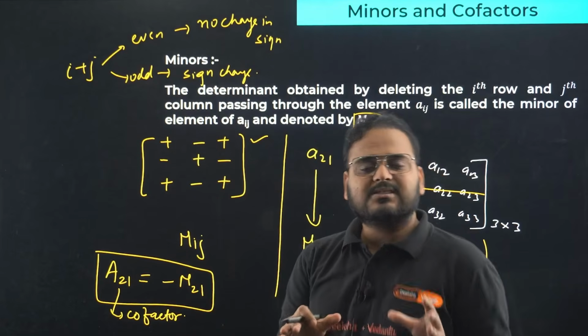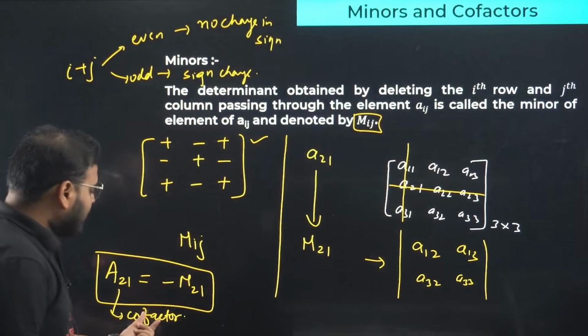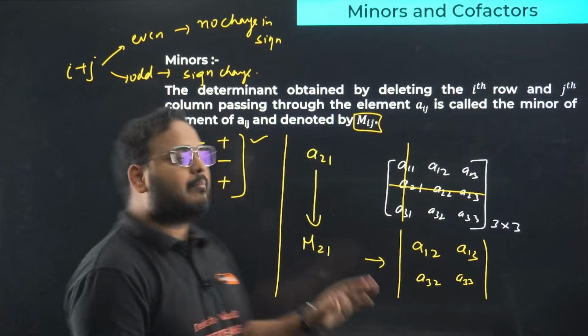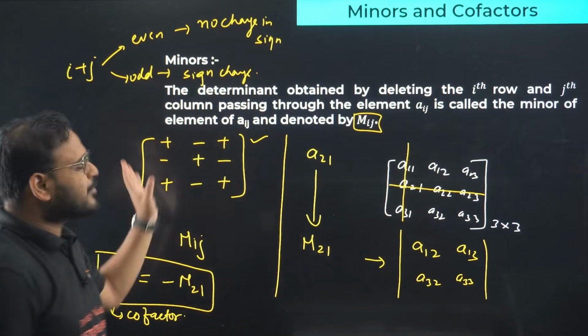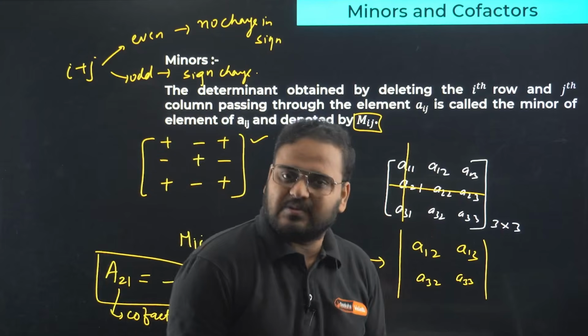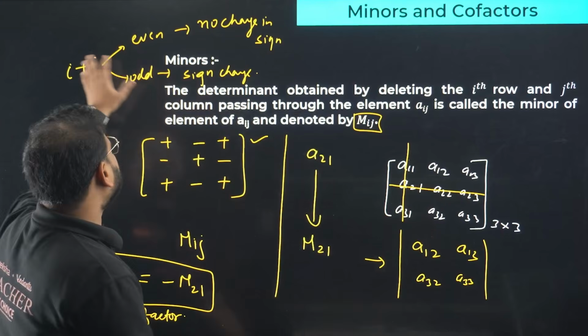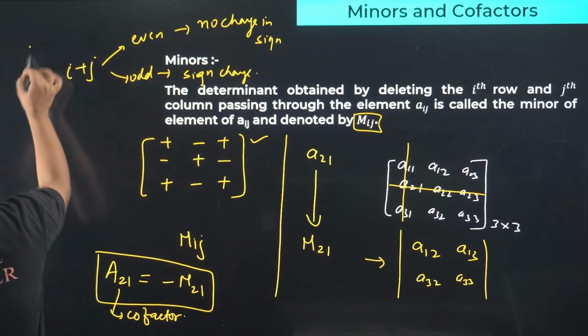So very simply understand this. Either you can remember the i plus j part, even or odd, or you can simply remember this plus, minus, plus, minus, plus, minus, because usually you're going to deal with a 3 cross 3 matrix only. Okay, so yeah, this is a basic understanding of this. I hope you get it. i plus j, even and odd.